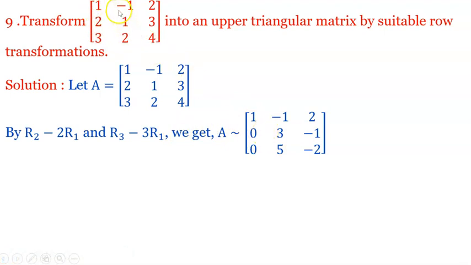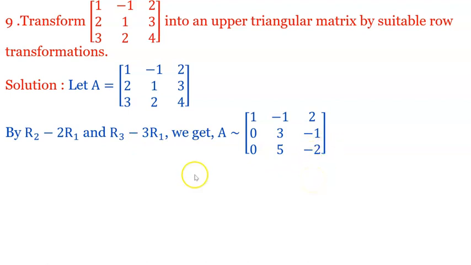1 minus 2 into minus 1, that is 1 plus 2. Here you will get 3. 3 minus 2 into 2, then 3 minus 4. Here you will get minus 1. Next 3 minus 3 into 1, then you will get 0. Next 2 minus 3 times R1, that is minus 3 into minus 1, you will get 3. 3 plus 2, here 5. Next 4 minus 3 into R1, that is 2 into 3, you will get minus 6. 4 minus 6, then here you will get minus 2.